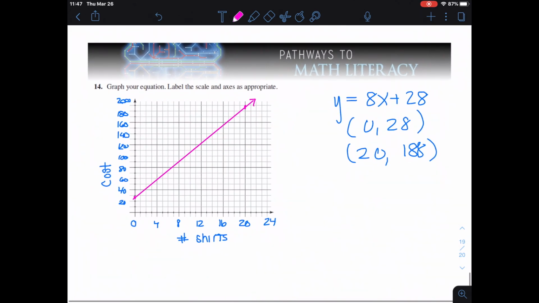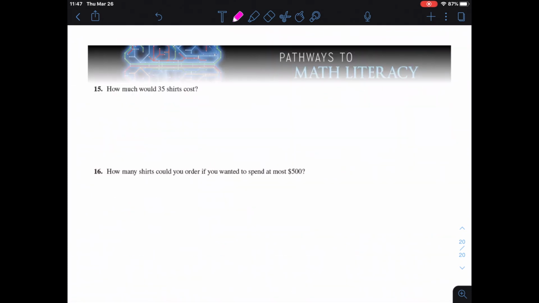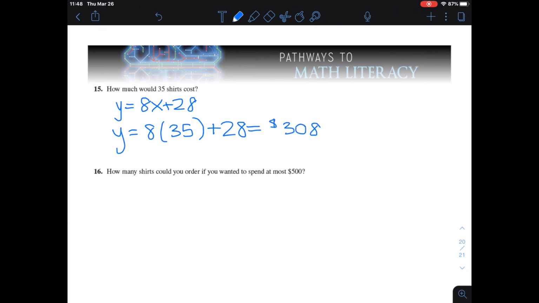All right. And then finally, the last thing we want to do is just answer some questions. We want to figure out how much 35 shirts would cost. So y is equal to 8x plus 28. If we're getting 35 shirts, that's our value of x. So we plug in x is 35, and then we add 28. And if you go ahead and do that multiplication and addition, 35 shirts would cost you $308.